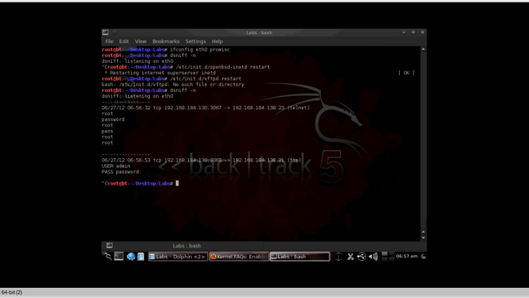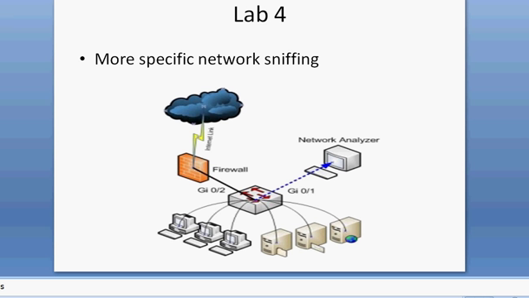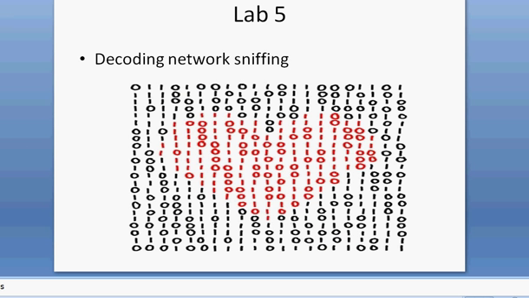So now I can just close it down, and put it back, remove the promiscuous mode. We just put a minus next to it, and there it is. It's not in promiscuous mode anymore. Now the next one, it's gonna be lab 5. It's gonna be decoding network sniffing.